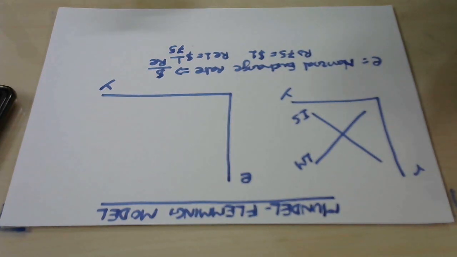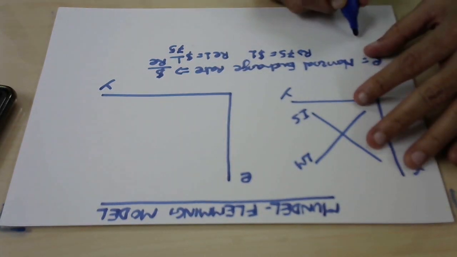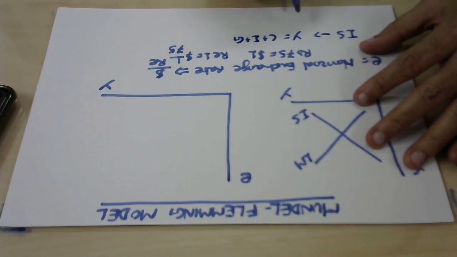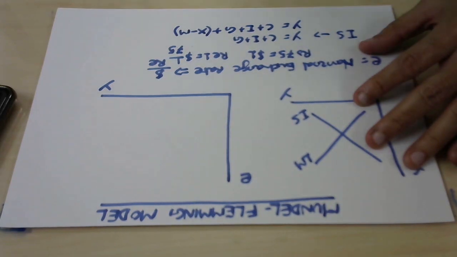So in the Mundell-Fleming model, we will see how exchange rate and GDP are related when the goods market is in equilibrium. And if you recall, the IS curve was represented when Y was equal to C plus I plus G, which represented goods market equilibrium in a closed economy. Now in an open economy, we will include the X minus M term. And where does exchange rate fit in?